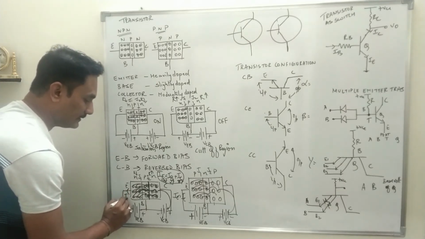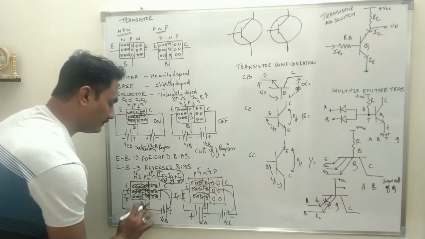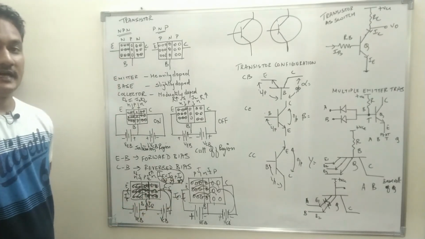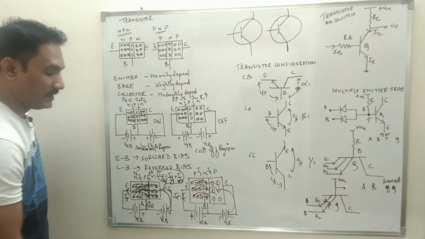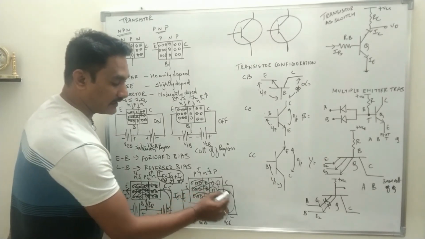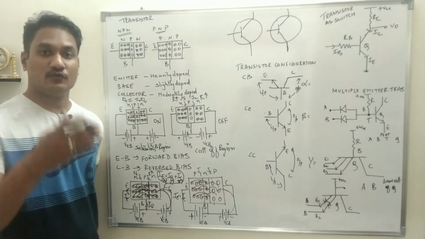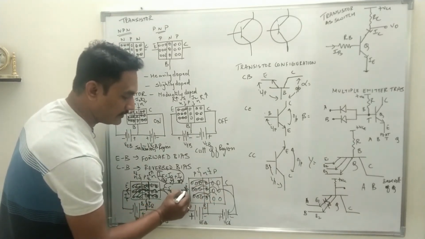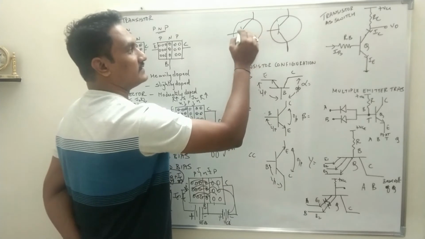So the arrow mark I will take outward. This is IE, this is IB and this is IC. This is the direction of current. So if you take current out of the emitter, the arrow mark will be outward. See here, in the PNP, holes are being pushed through to the base, then to the collector and get attracted to the negative terminal. Holes being positively charged will always move from positive to negative. So the direction of current will be like this only. So the arrow mark will be inward. So this is the symbolic representation of a transistor.